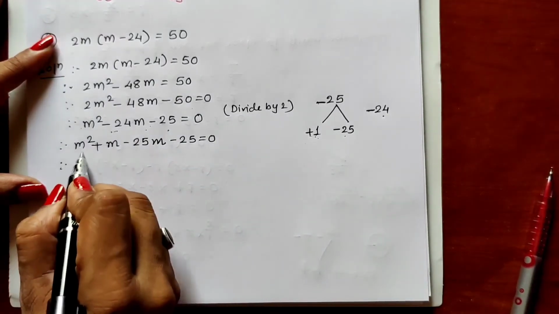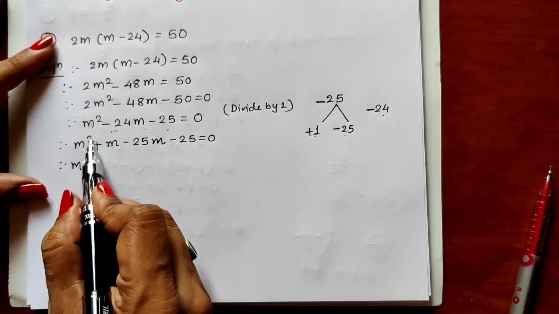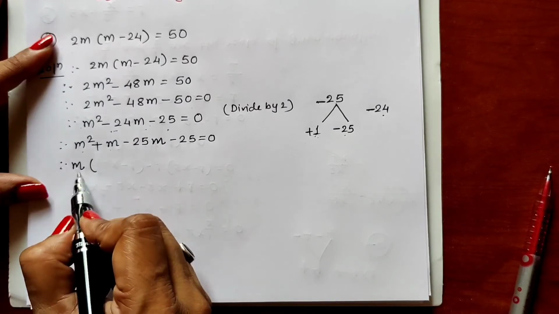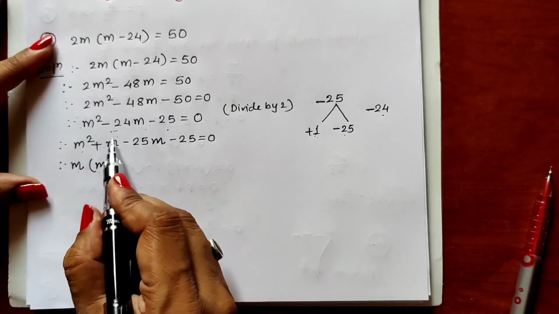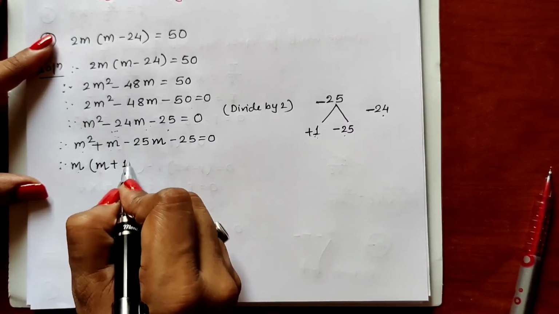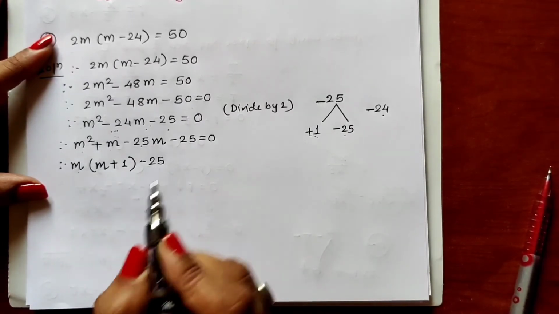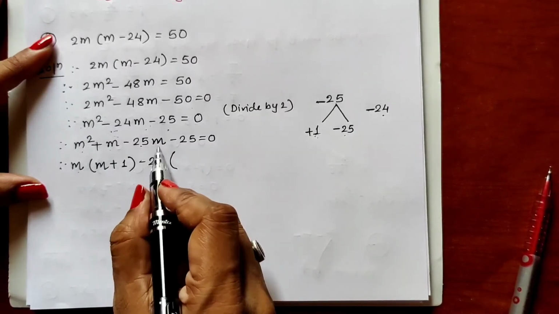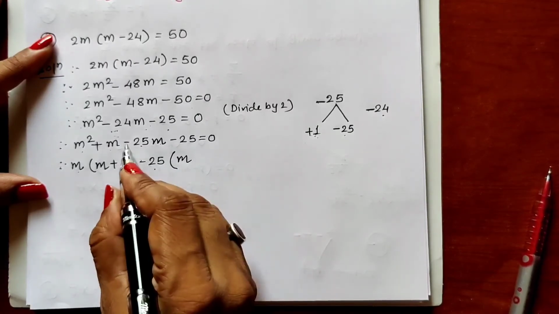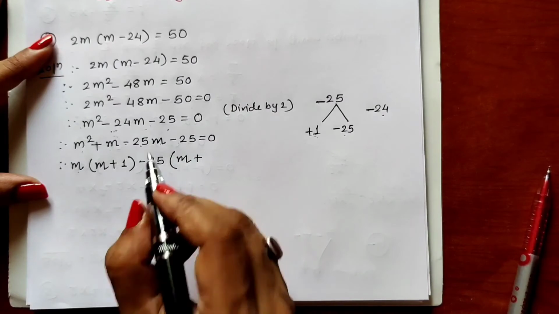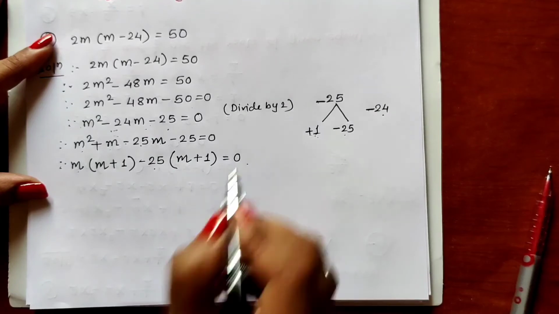Now we will take out common from the first and second terms. We can see m is common from the first and second terms. From the first term, m square is there. From m square, m is taken out common, m is remaining, plus sign. From m, complete m is taken out common, so m upon m means 1 is remaining. Minus 25m minus 25, we can see that 25 is common, so we write 25. From the third term 25m, we have taken out 25 common, so m is remaining. Minus, minus, plus. From this 25, 25 divided by 25, what is remaining? 1 is remaining, is equal to 0.